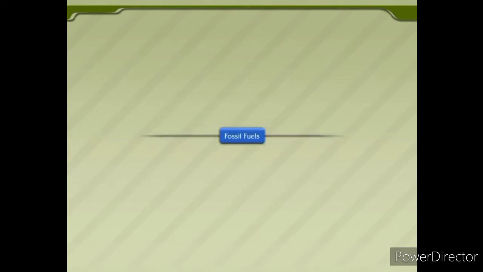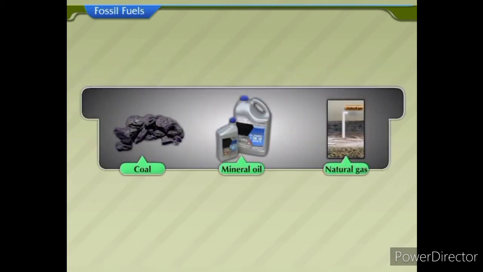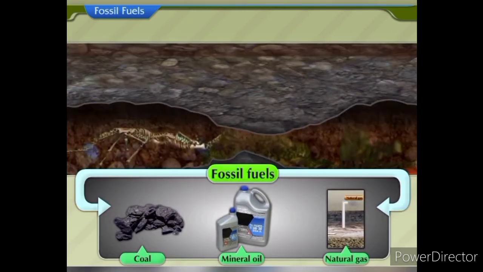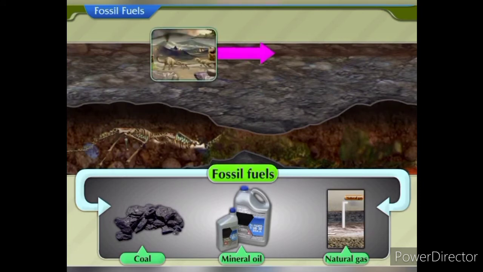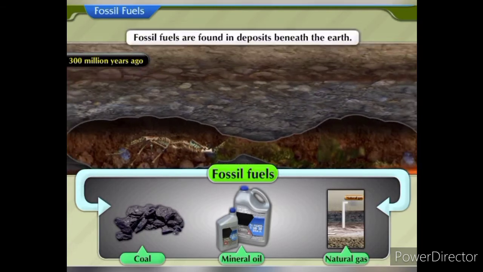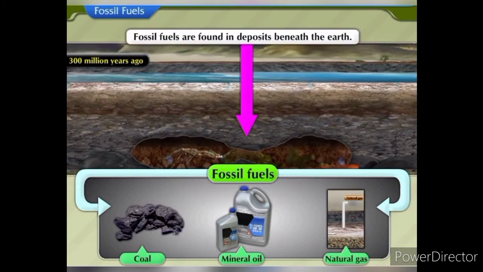Fossil fuels. Natural resources such as coal, mineral oil, and natural gas are called fossil fuels. They are called fossil fuels because they were formed from the organic remains of dead plants and animals that lived about 300 million years ago. Fossil fuels are found in deposits beneath the earth. Now let us understand how these fossil fuels were formed.